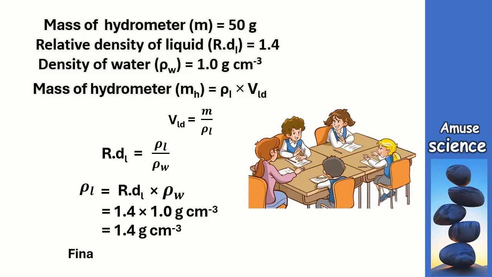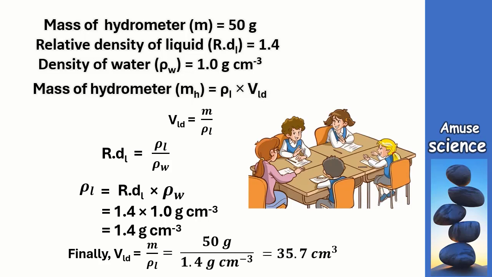So finally, we can find the volume of the liquid displaced by the hydrometer. And this will be equal to 50 grams divided by 1.4 grams per cubic centimeter. Computing this on our calculators, we are going to get 35.7 cubic centimeters.